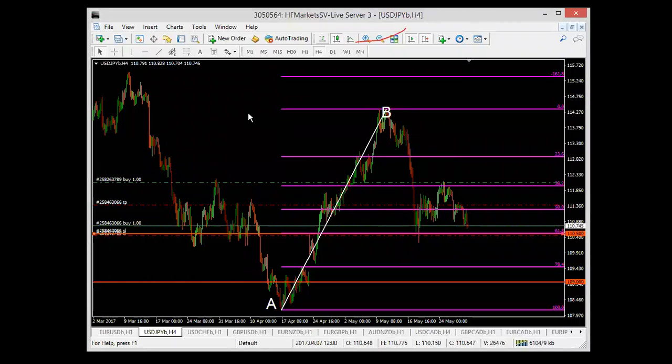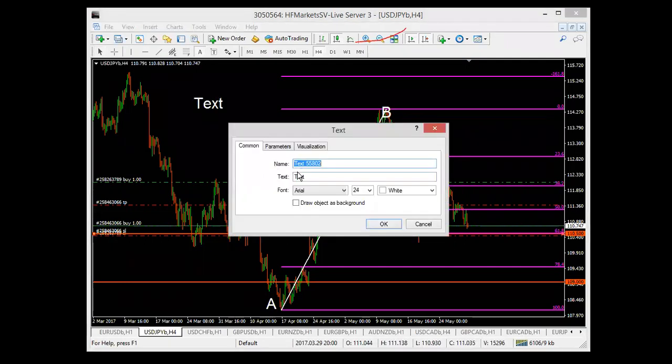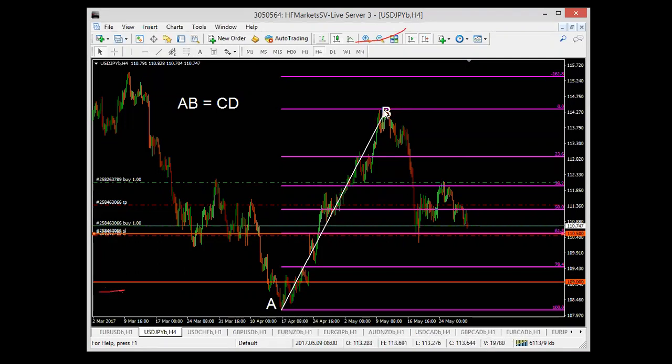Then by the theory of Fibonacci, the sequence is that AB equals CD. AB is equal to CD, like an equation. AB, we had about 600 pips here. So when we are looking for the next target, being that the rule is higher high, higher low, higher high, we are looking for another 600 pips where AB is equal to CD.